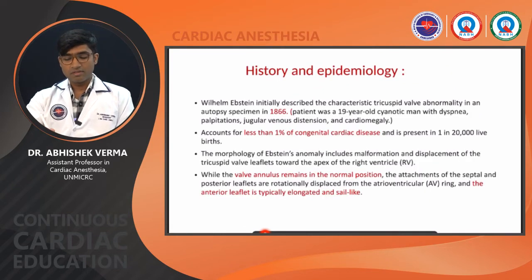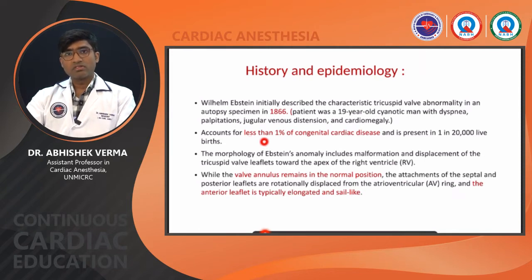Now, history and epidemiology. Wilhelm Ebstein initially described the characteristic tricuspid valve abnormality in an autopsy specimen in 1866, in a 19-year-old cyanotic man. Historically they described it in a 19-year-old cyanotic man, but we know Ebstein anomaly is a congenital heart disease in which you can find a wide range of patients, from in utero to old age.